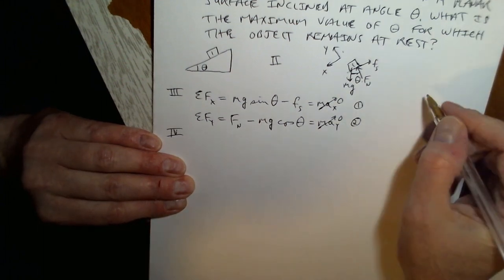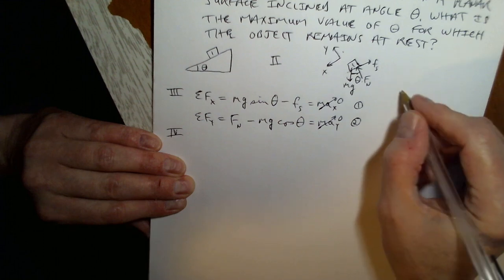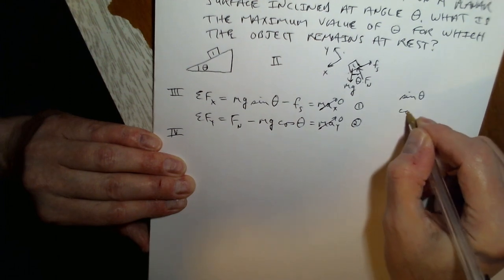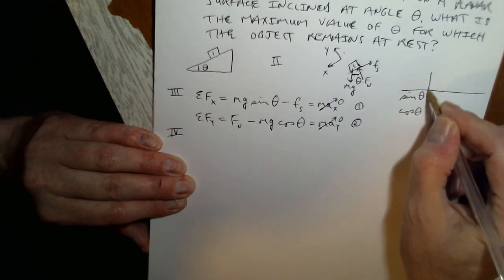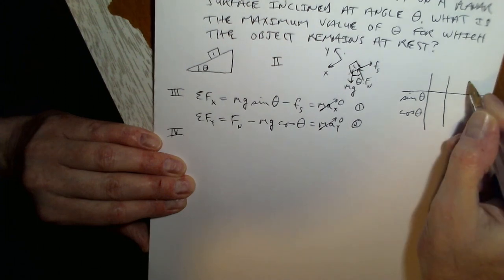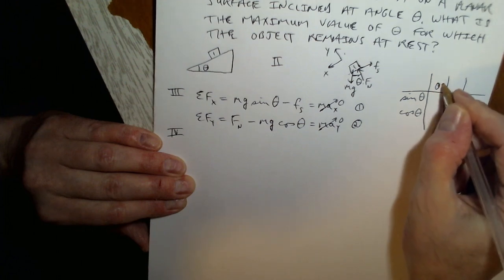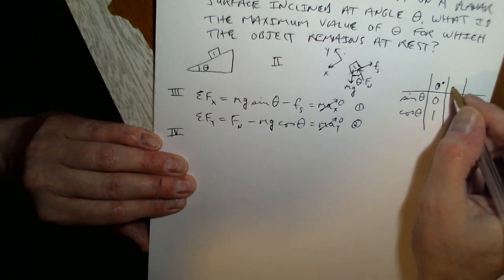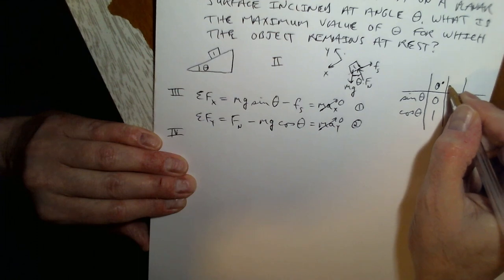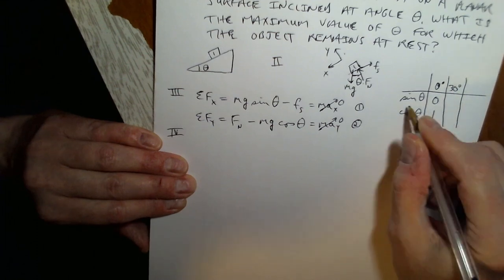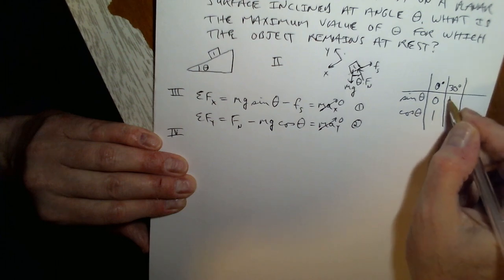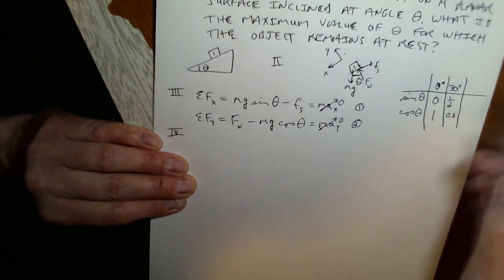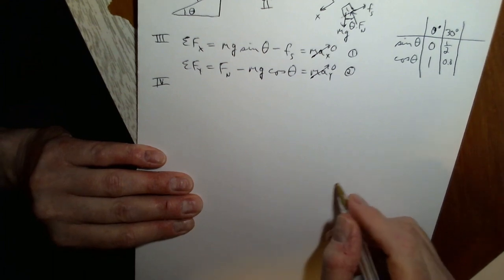It's a good thing to remember, just so that things will make sense with these problems, that sine theta and cosine theta have these values for particular angles. So for 0 degrees, sine theta is 0, cosine theta is 1. For 30 degrees, sine theta is 1/2, cosine theta is 0.866. Let me make a bigger table here.